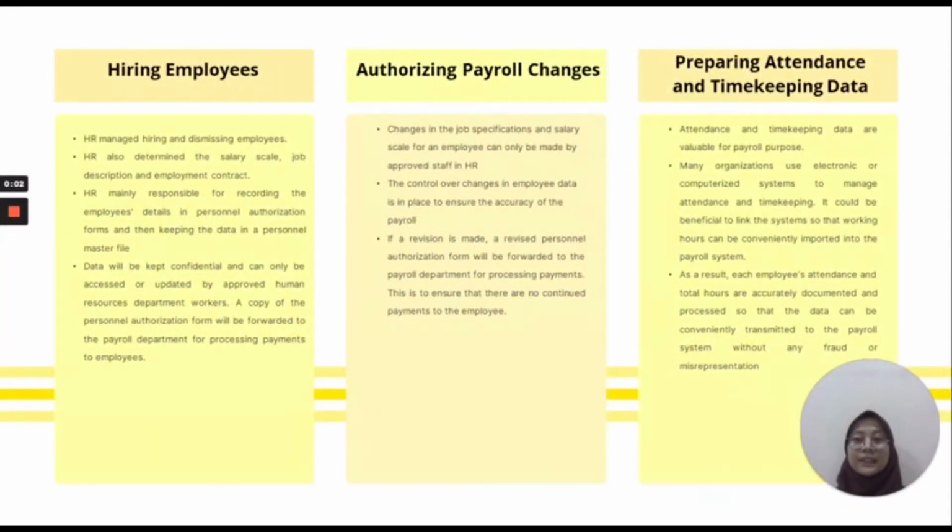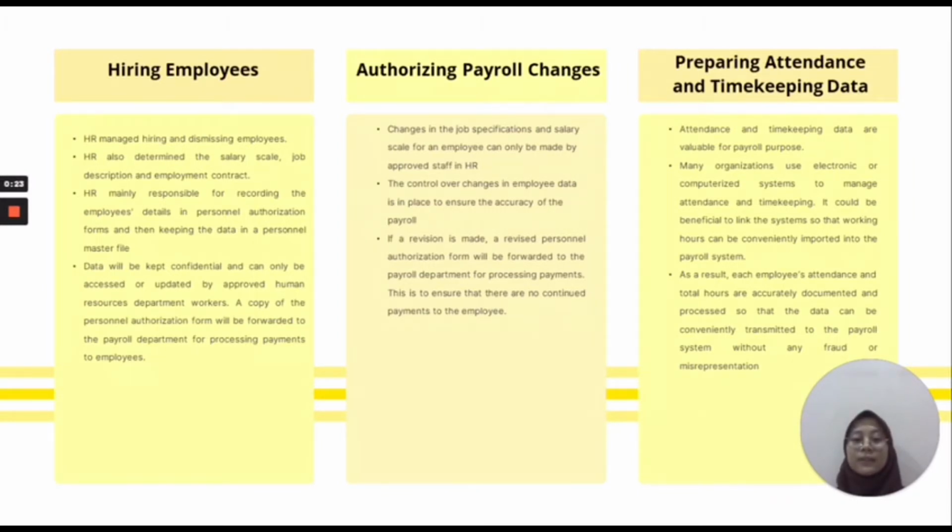First is hiring employees. The Human Resource Department's primary responsibility is to hire new employees, and this involves appraising the right candidate for available positions. The Human Resource Department is responsible for recording the employee details in a personnel authorization form and then keeping the data in the personnel master file.